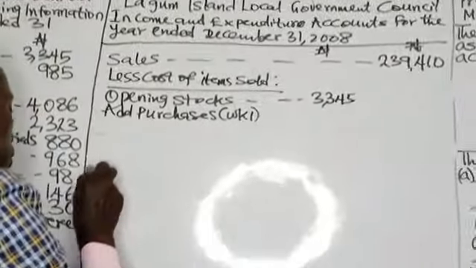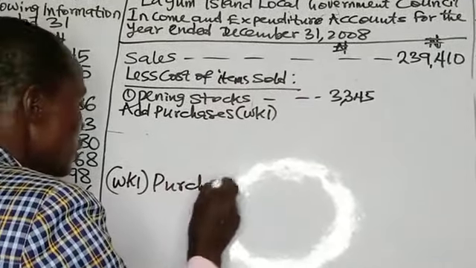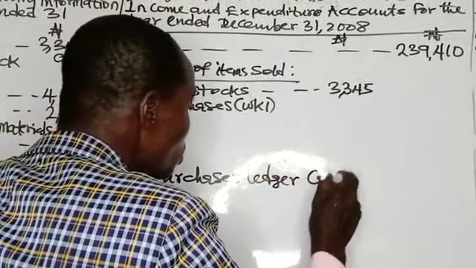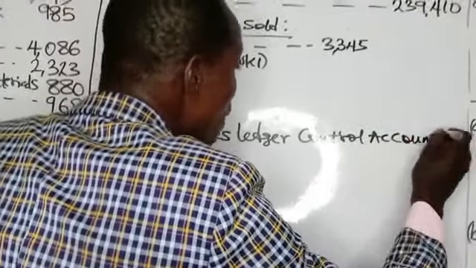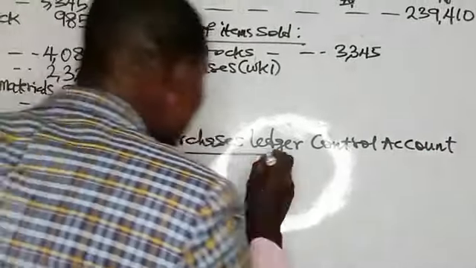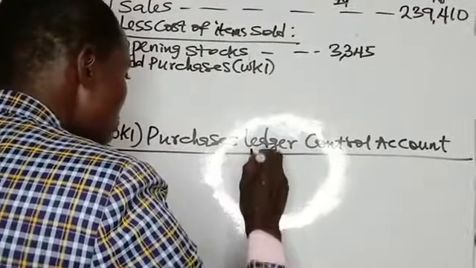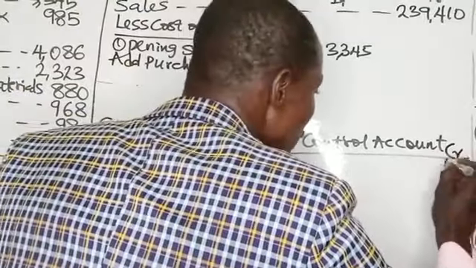Working one. Purchases ledger control account. So while we're preparing this, we want to ascertain the purchases for the period. The purpose of preparing this is to ascertain the purchases for the period.